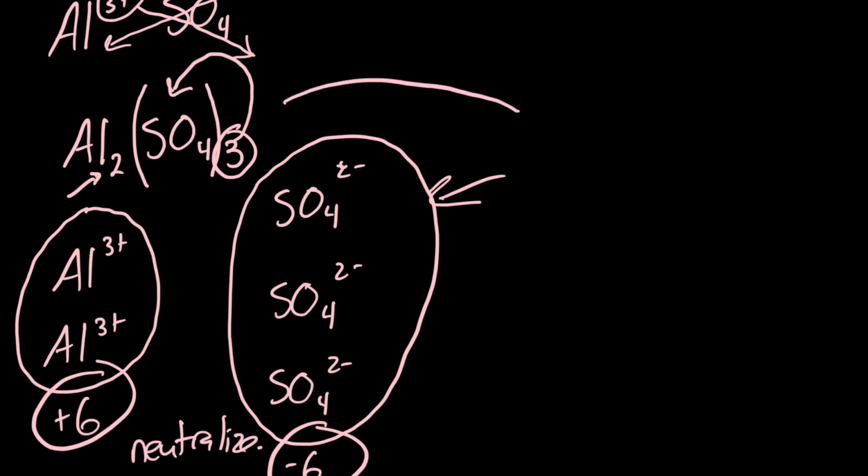So let me just rewrite this over here. Aluminum sulfate is Al2(SO4)3, and don't forget to put our brackets in because those are so important. Okay, that is a quick introduction to writing chemical formulas for ionic compounds.